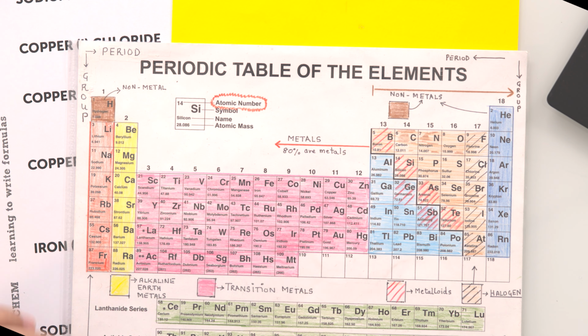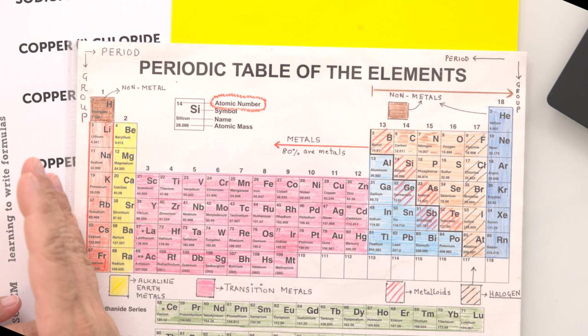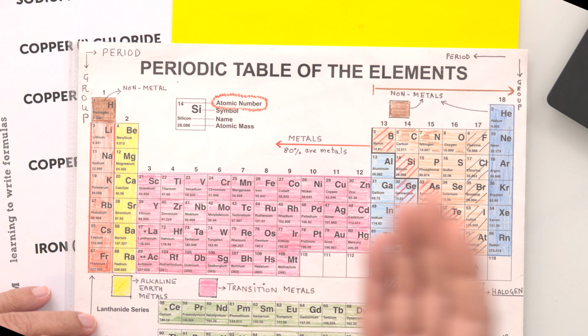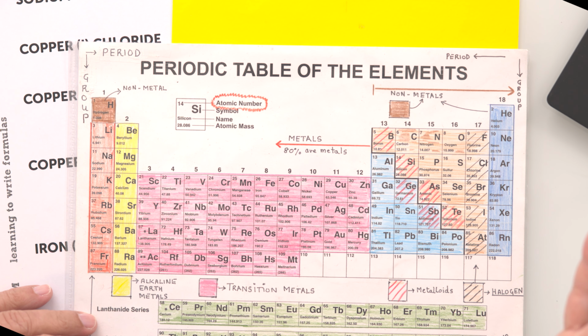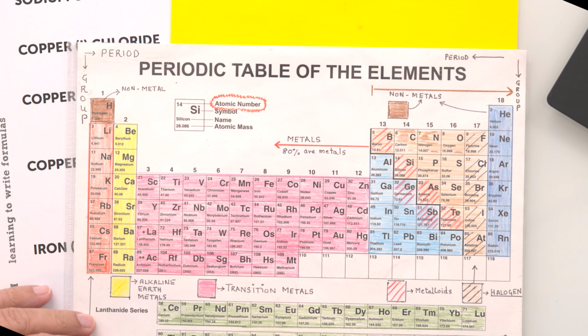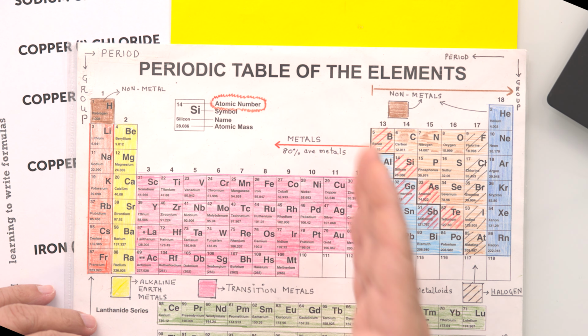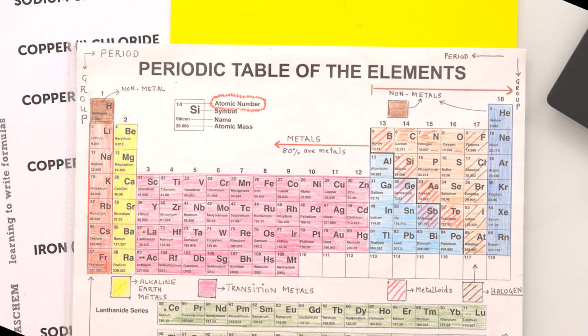So if you don't quite remember how this works, I'll fish out a periodic table to show you. I'm going to set it right here so we can take a look at it. The metals are all over here. 80% of the periodic table are metals. And the non-metals are to the right of the staircase. So you've got the staircase and the non-metals are to the right of it. So again, 80% are metals. The non-metals are over here to the right.